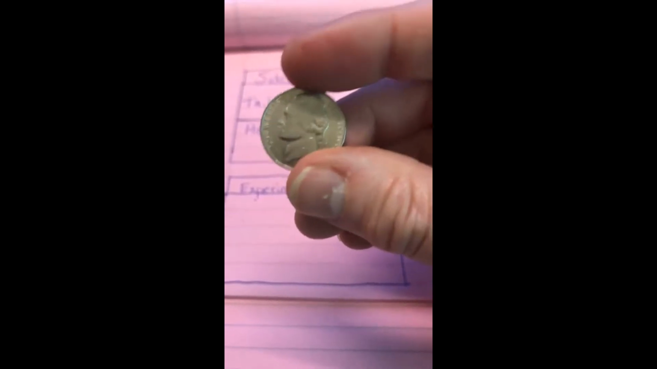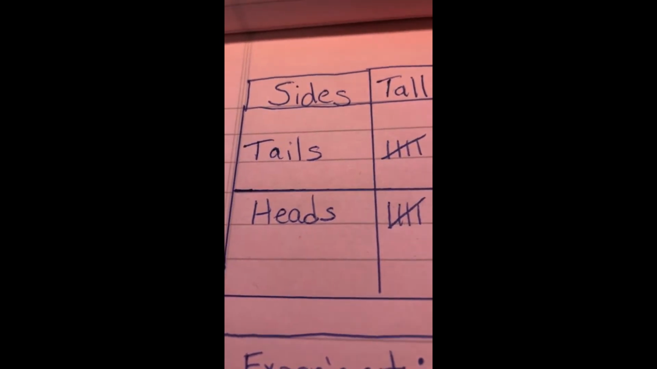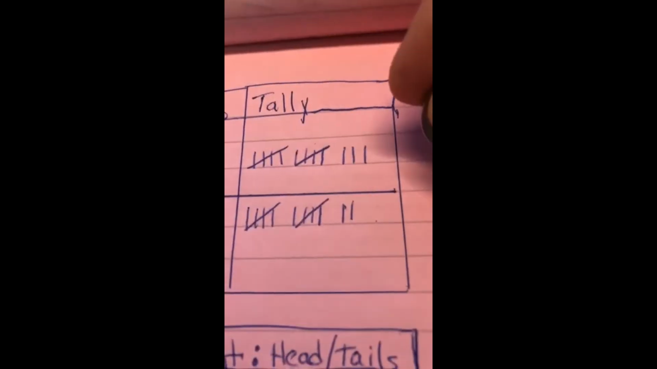Okay, so if this coin was going to get flipped 25 times, and it could either land on heads or it could land on tails, we made a tally chart. And the tally chart listed the two possible outcomes. It could land on tails, it could land on heads. That's all we have because we don't have a three-sided coin. And when we flipped it 25 times, this was how it worked out.